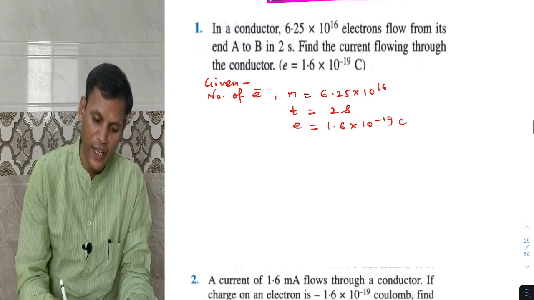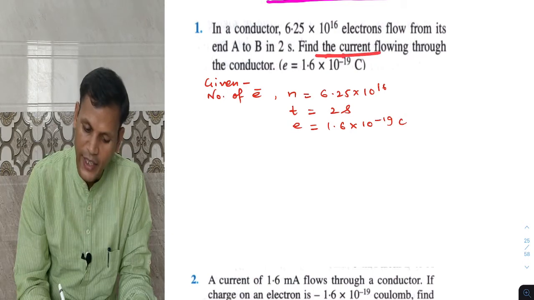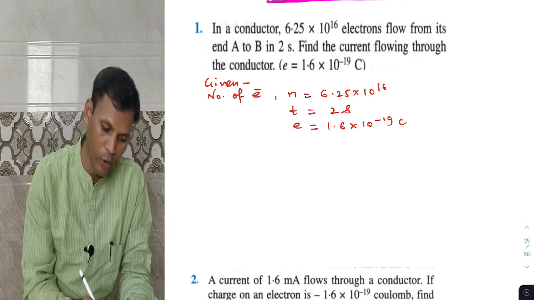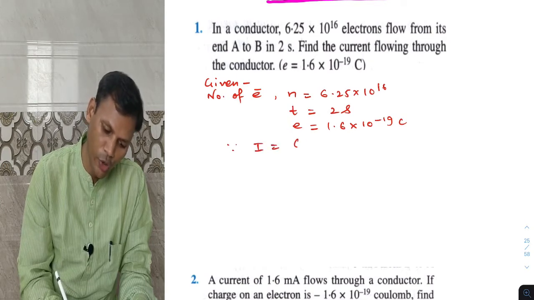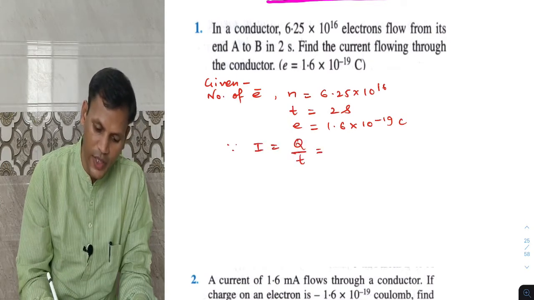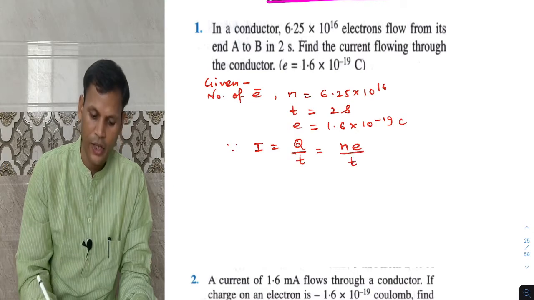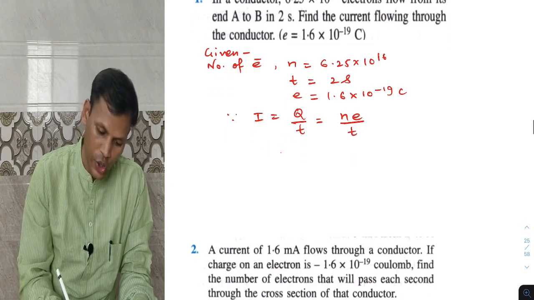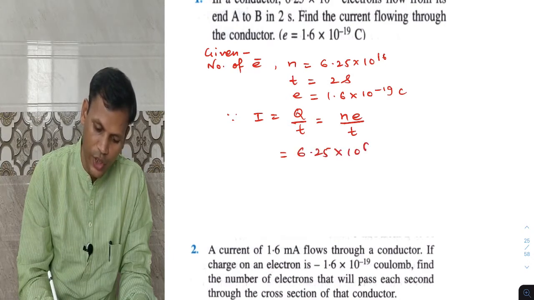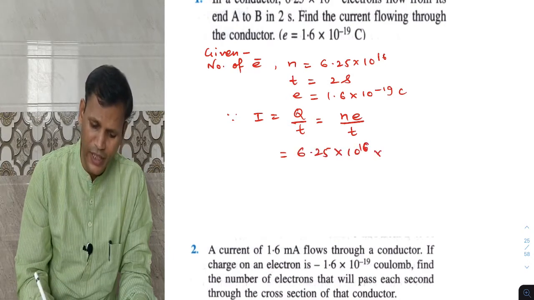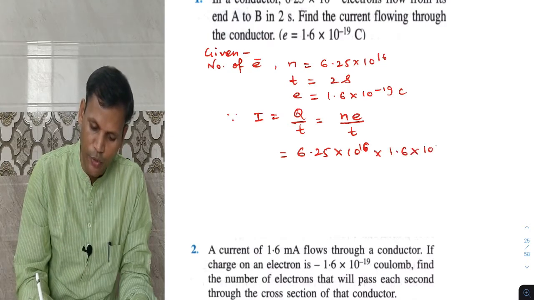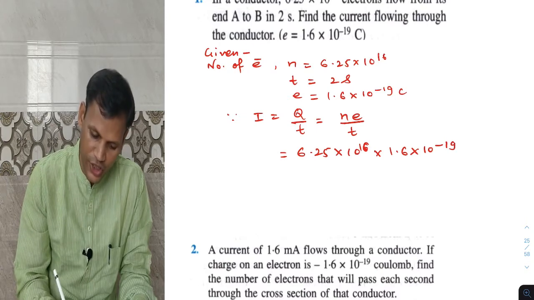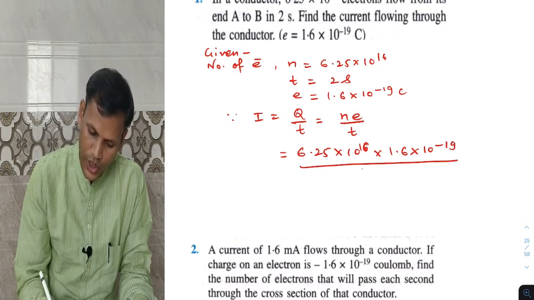What is to be found out? We have to find the current, and we know the formula. Current I is equal to Q by t, but Q is Ne. So I will be N, 6.25 into 10 raised to 16, into the charge on electron 1.6 into 10 raised to minus 19, upon time 2 seconds.